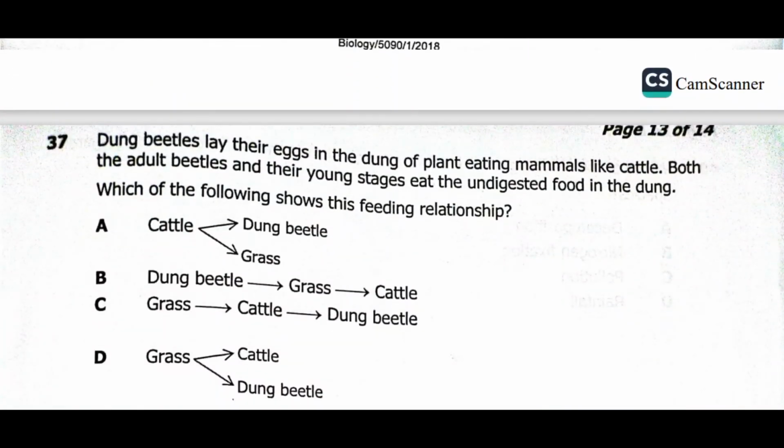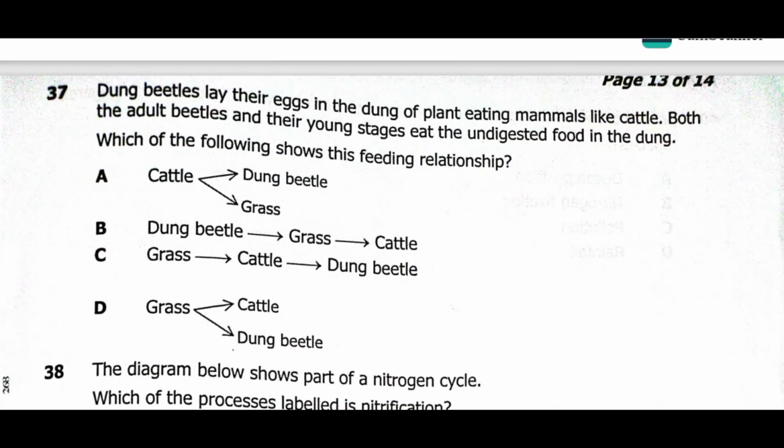Then for 37, dung beetles lay their eggs in the dung of plant-eating mammals like cattle. Both the adult beetles and their young stage eat the undigested food in the dung. Which of the following shows this feeding relationship? So, dung beetles lay their eggs in the dung of plant-eating mammals like cattle. So both the adult beetle and their young stages eat the undigested food in the dung.